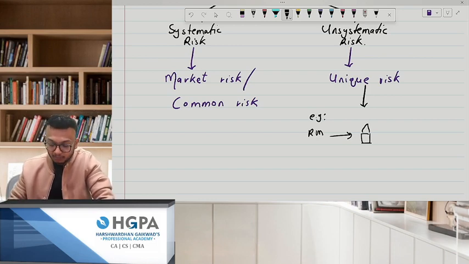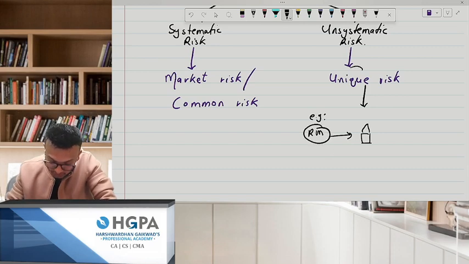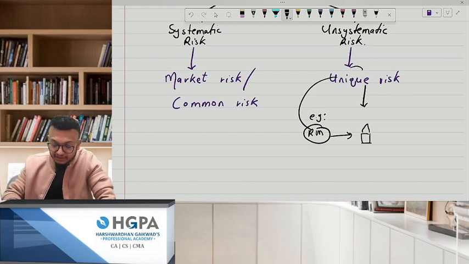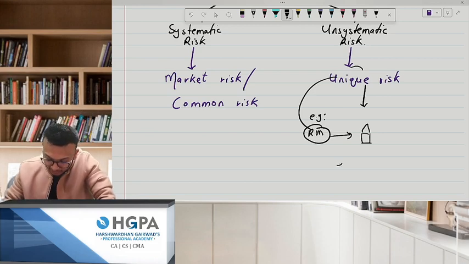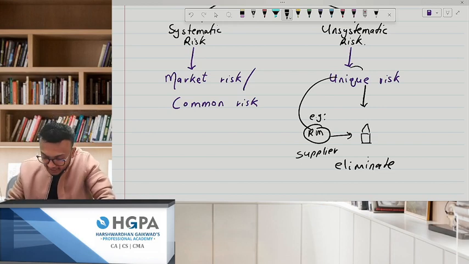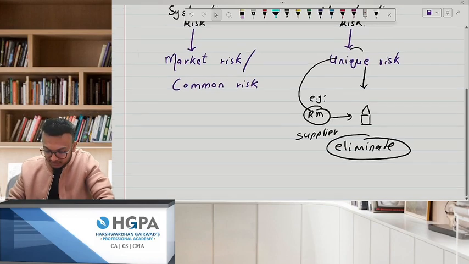Very simple, okay? The problem is this risk is only unique to whose company? Only your company. Other companies, their raw material is coming on time. Now remember one thing, if this is the risk in my company, can I eliminate this risk? Yes. I will simply change the supplier. If he's not sending me on time, I'll change it. So can I eliminate this risk? The answer is yes.